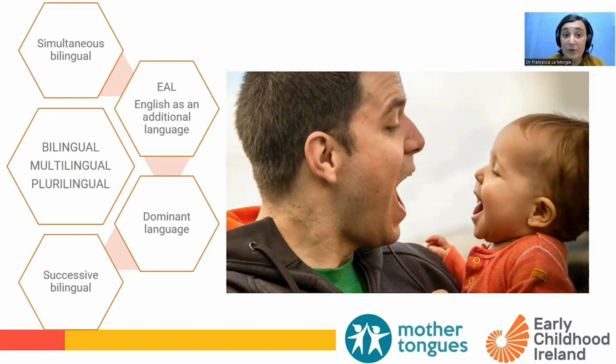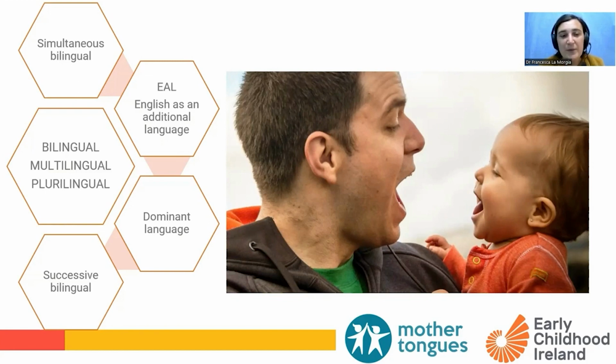We then have, and I think this is really important, simultaneous bilinguals. These are the children who are growing up, pretty much from birth or from a very young age, speaking 2 languages. A simultaneous bilingual is often considered a native speaker of both languages. But we find that very often one language is stronger or more dominant than the other.